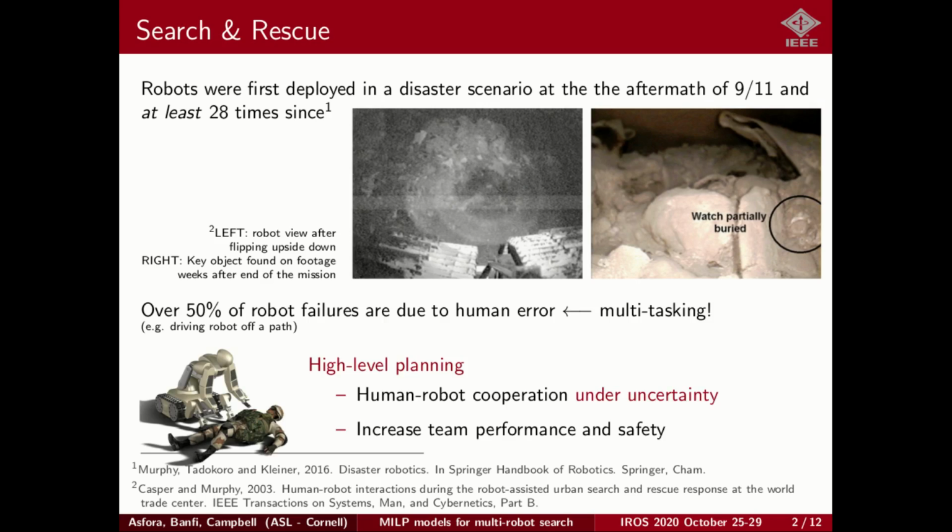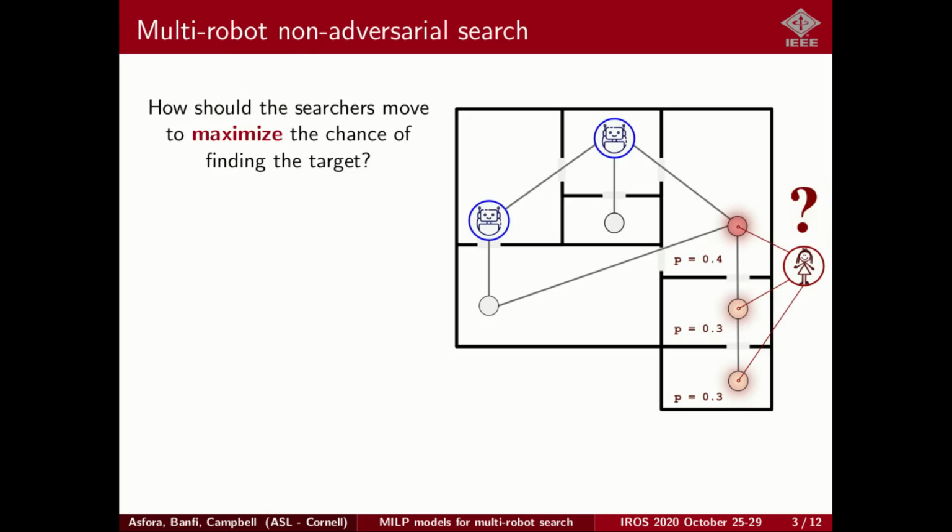So it's easy to understand why we are trying to make robots smarter so they can cooperate in a team setting even under uncertainty. High-level planning can help with first responder safety by sending robots to places that are too dangerous and improving overall team performance. Of course, such frameworks can also be useful in other applications, from surveillance to warehouse management.